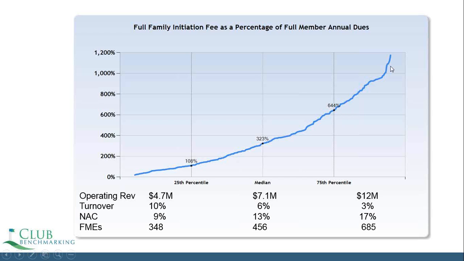On the flip side, you've got clubs that are very high, 6, 7, 8, 9, 10 times their dues. And those are clubs that obviously have a completely different positioning in the marketplace as to the value that they bring to the table. And we're not going to go through all these numbers, but if you look at just a couple of the attributes, the turnover rate of members in clubs that live in this quartile is 10%.